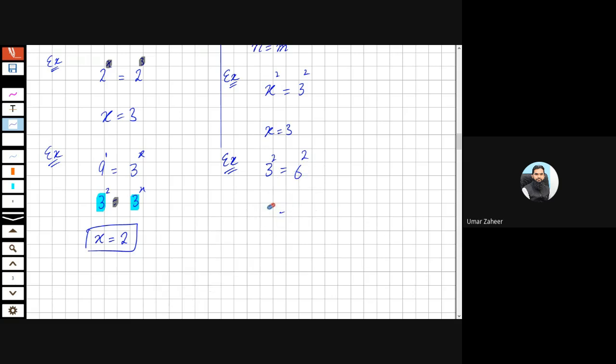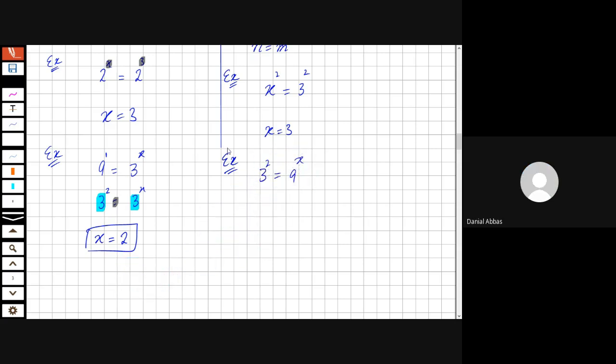For example, if you use an x here, then we are going to try our best to write 6 as a power of 3. If we are able to write it, then we can compare, but unfortunately we cannot write 6 as a power of 3, because 6 is basically 2 multiplied by 3. If we do some modification in your question, let's say it is 9, now we are able to make the bases the same.